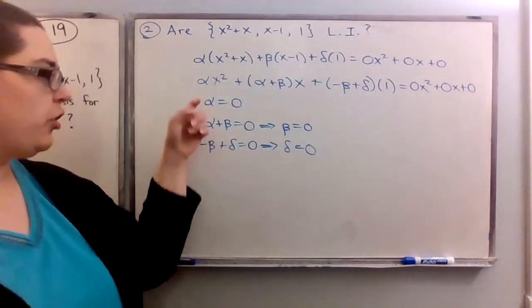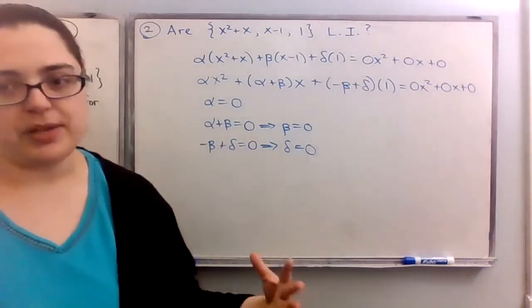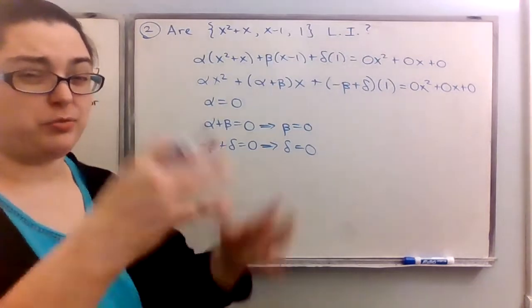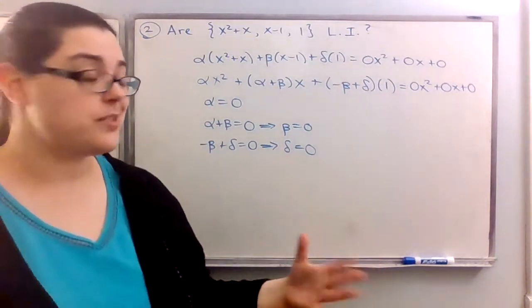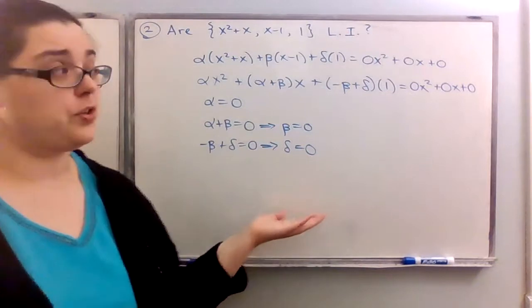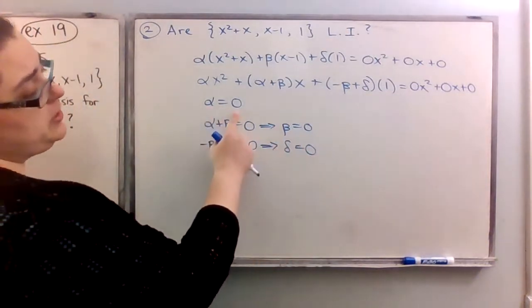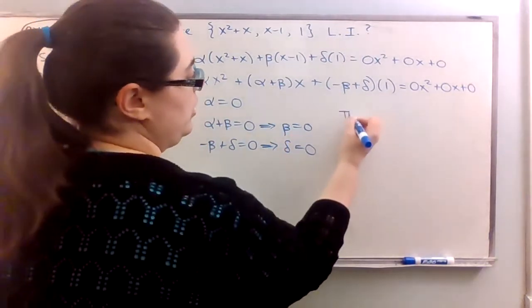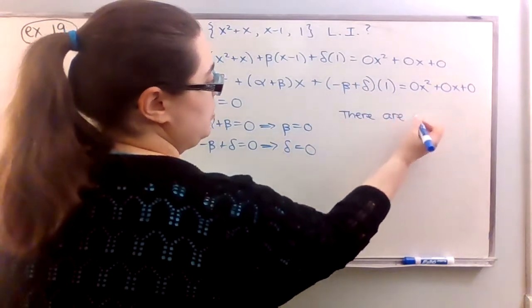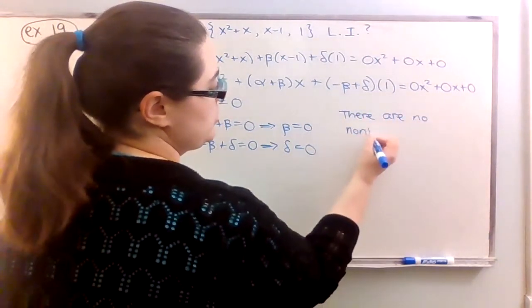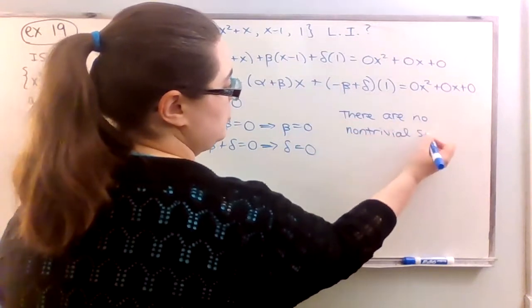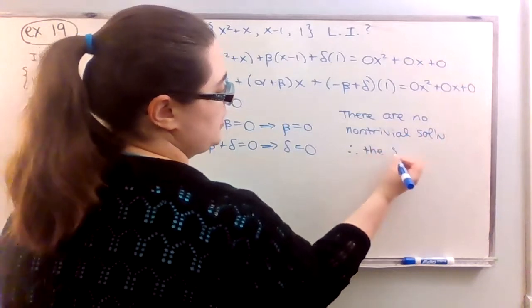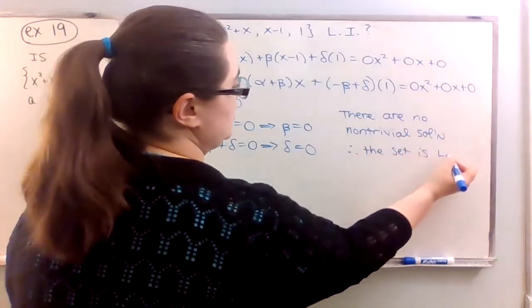So again, we have a homogeneous system here, which you could set up a matrix to solve, but if you have one of the variables equal to 0 and you can whittle it down a little bit before you set up a matrix, you may not even need to. So like here, we didn't have to. Here, we can see that alpha has to be 0, beta's got to be 0, and delta has to be 0. So there are no non-trivial solutions. Therefore, the set is linearly independent.